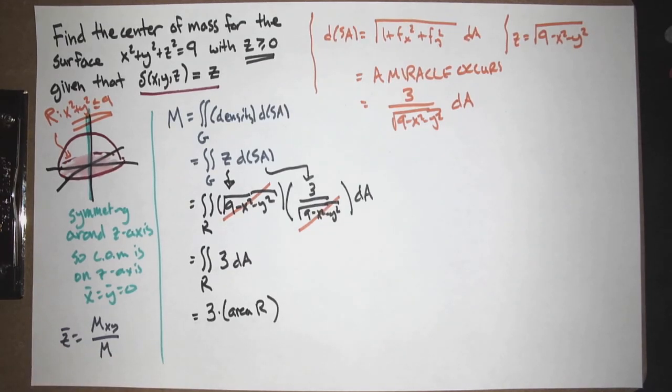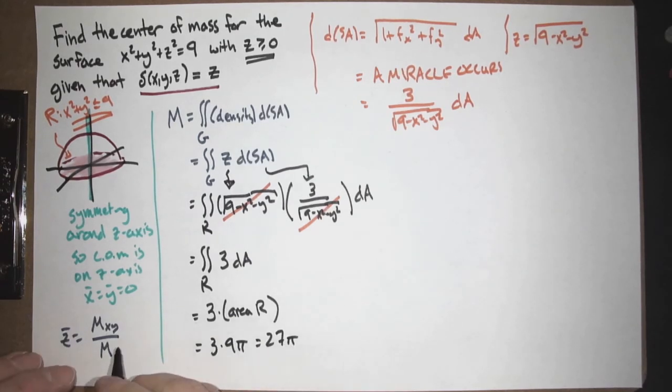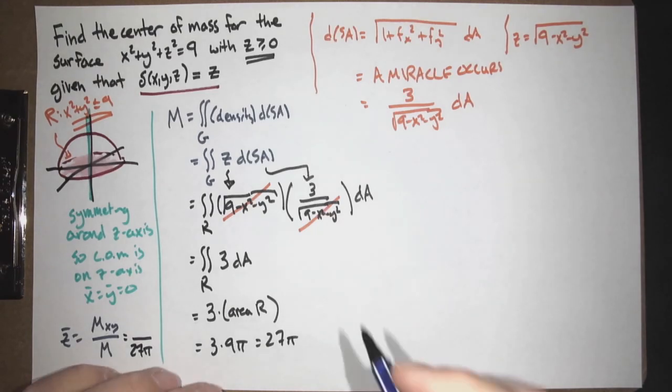If you integrate dA, you get area. If you integrate ds, you get arc length. If you integrate dSA, you get surface area. How much area is there in R? 9 pi. It's a circle of radius 3. So we get 3 times 9 pi equals 27 pi. Okay, so that's our mass. Now, are we done? No. The journey continues.